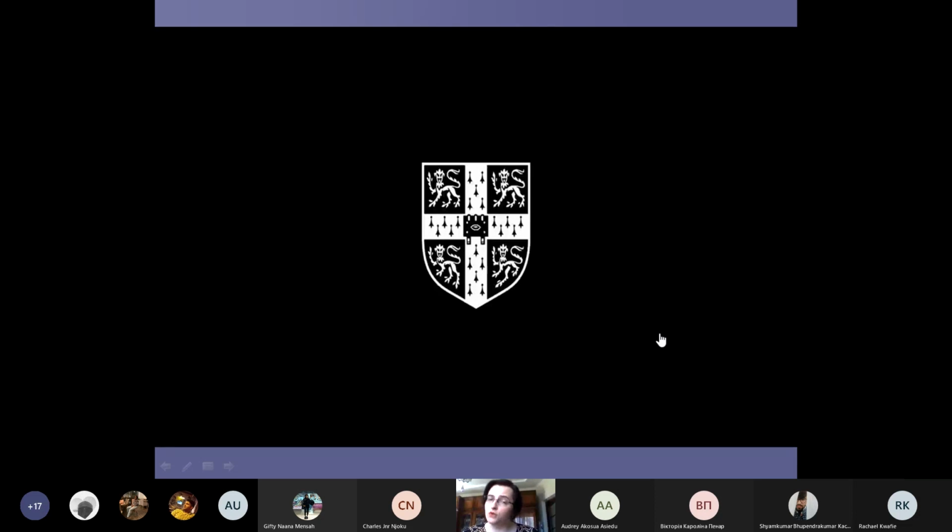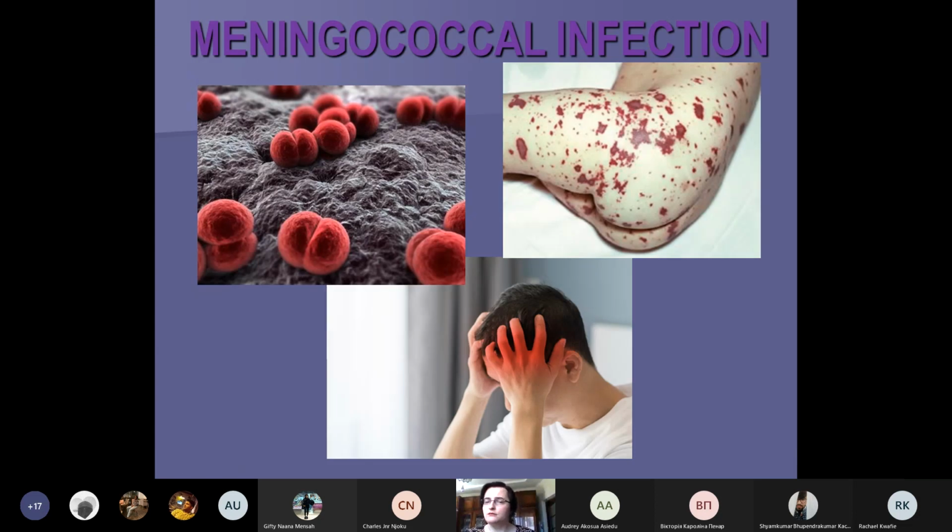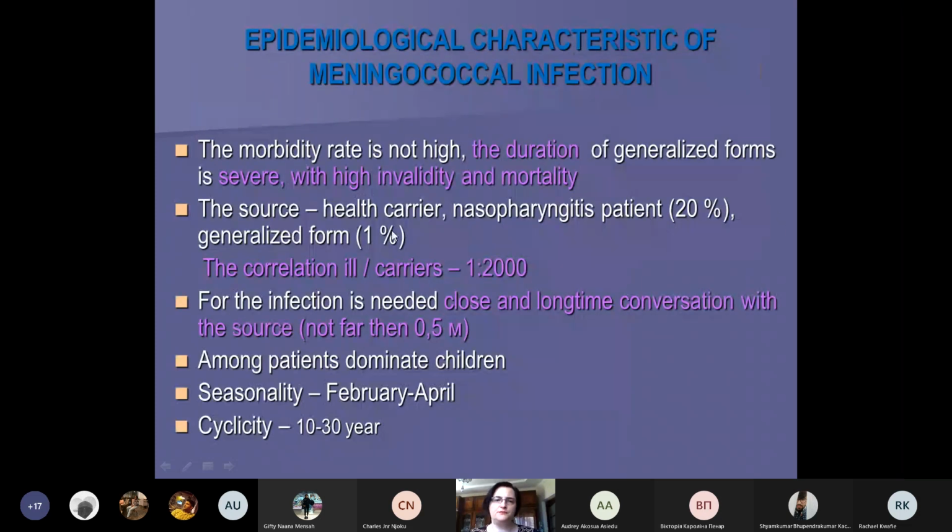That's all about influenza, but quickly some words about bacterial infections that still can be very serious, very dangerous for humans, and can cause generalized or very serious diseases like meningococcemia or meningitis, and one of them, meningococcal infection. Epidemiological characteristics.